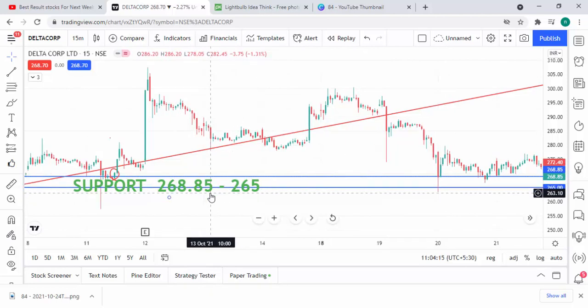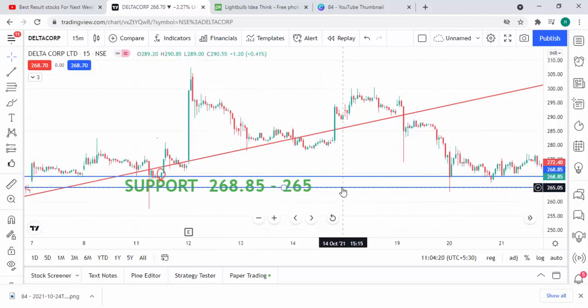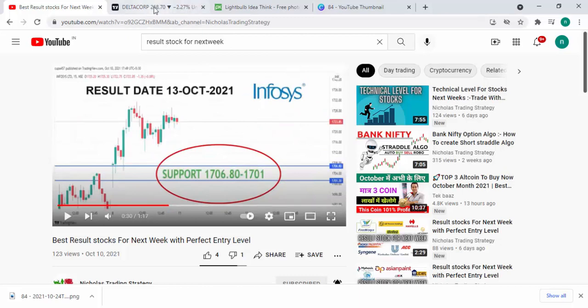These are levels we can use not only for the result day, after that also we can use them. Some people think that this level is only used for the result day. It's not like that. You can use it any time. Whenever the market touches this level, you can see the movement. The next stock is Infosys.